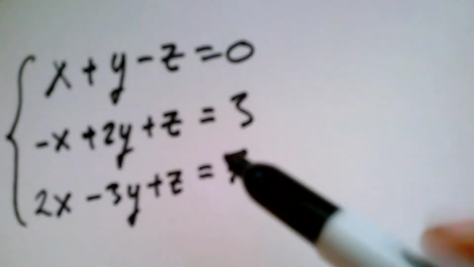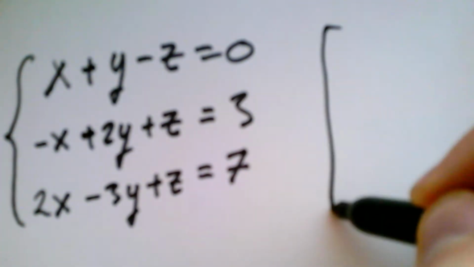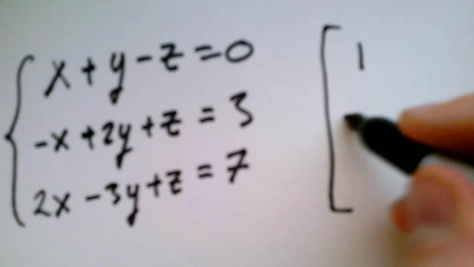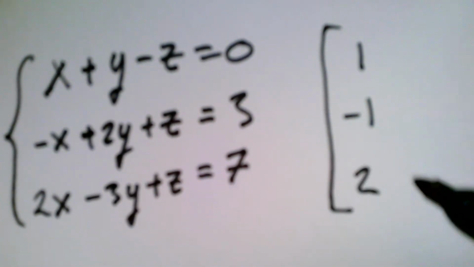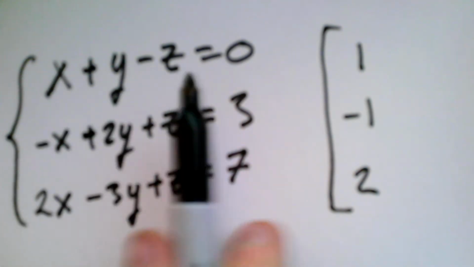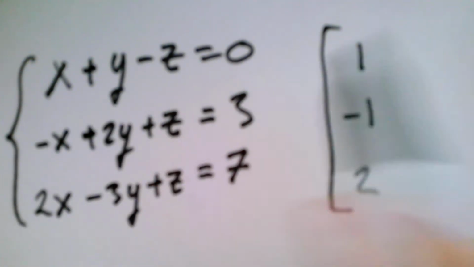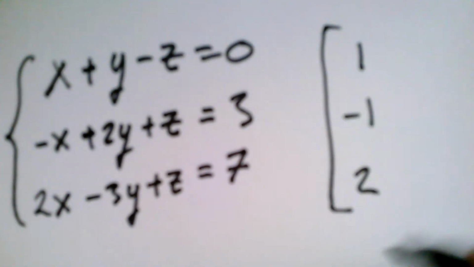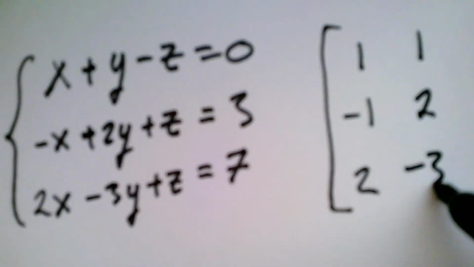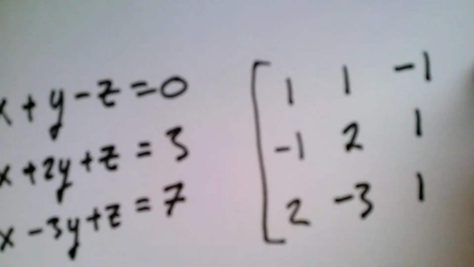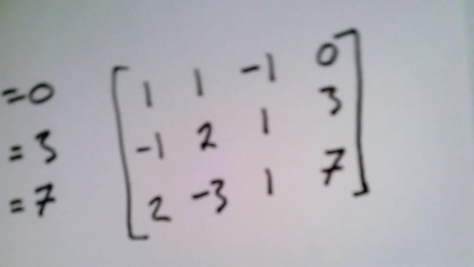Anyway, I'm going to convert this system into a matrix, like so. I have 1, -1, 2. I'm just taking the coefficients off of my variables. And notice that I have x's, then y's, then z's, then constants in every equation. So this is the x column where I put x coefficients. And then I have 1, 2, -3. I have -1, 1, and 1. And I have 0, 3, and 7. Okay, so I have this matrix now.